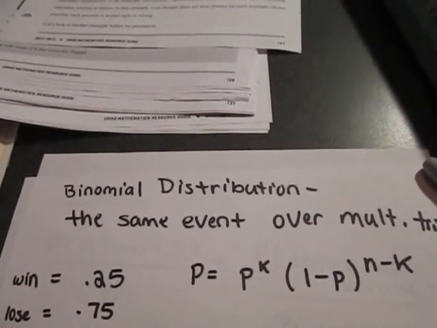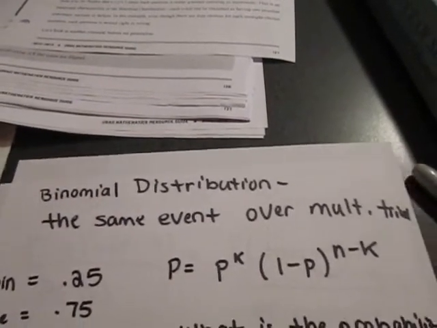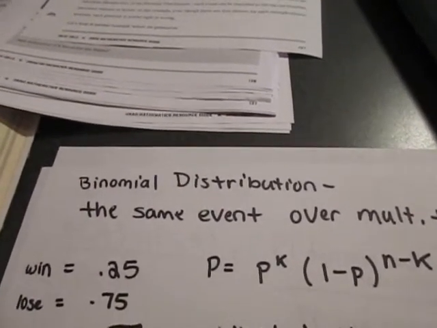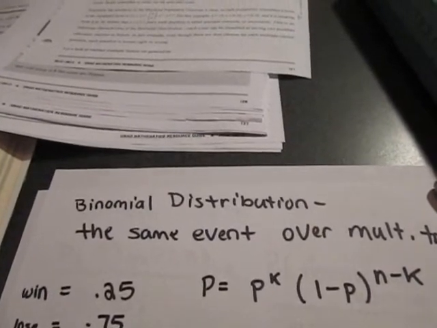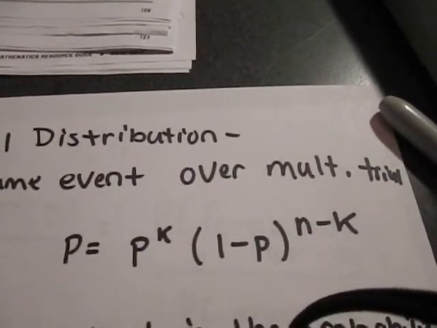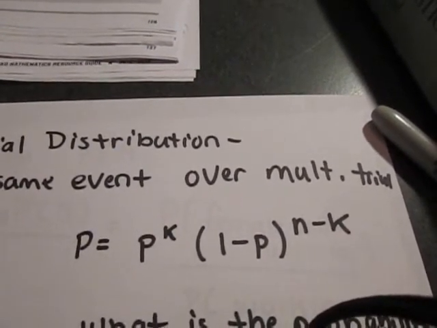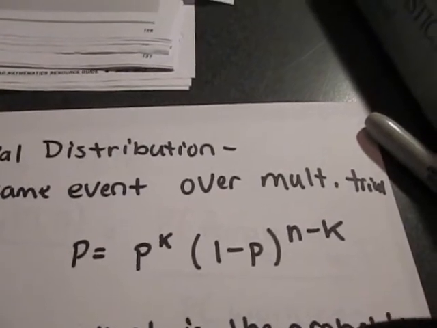Okay, so the last type of probability I'll talk about is binomial distribution. It's basically a fancier way of saying the same event over multiple trials. So the packet gives you this formula. Again, same thing as standard deviation, don't use it. So I'll teach you a different way to go about it.